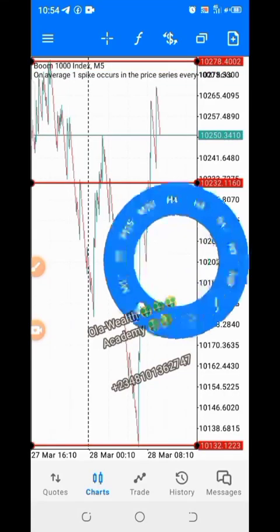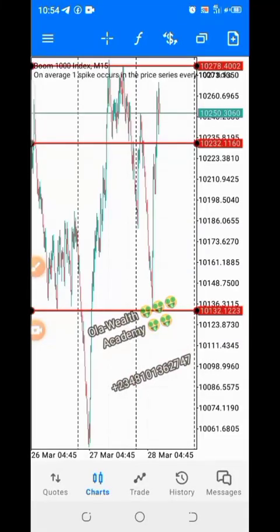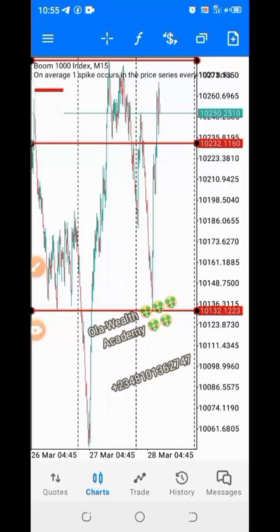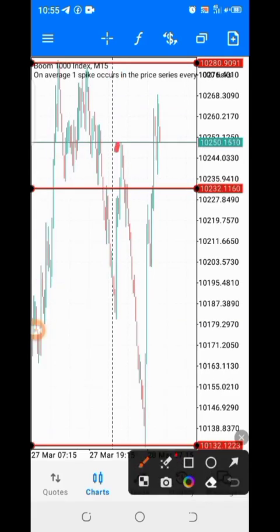You can increase the time frame to 15 minutes so that you can be able to see that 10282. Okay, 10281, 282 within here. But then if you look at it very well, the market didn't even get to this level before returning down.